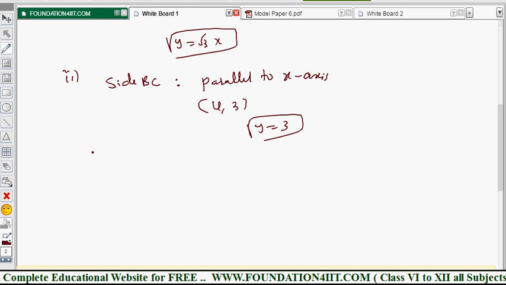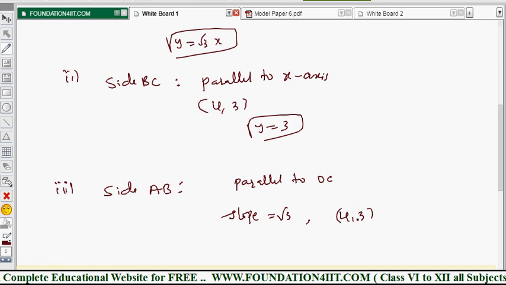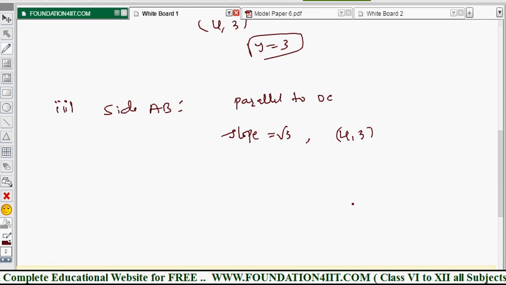Next to this, we will find side AB. The equation of side AB, which is parallel to OC. Okay, opposite sides are parallel. Parallel to OC means the slope is the same, so the slope is root 3. And it passes through 4, 3. Point slope formula applies: y minus 3 is equal to root 3 into x minus 4. By simplifying this, root 3x minus y plus 3 minus 4 root 3 is equal to 0. Okay, this is side AB.